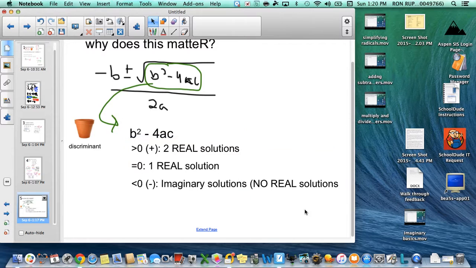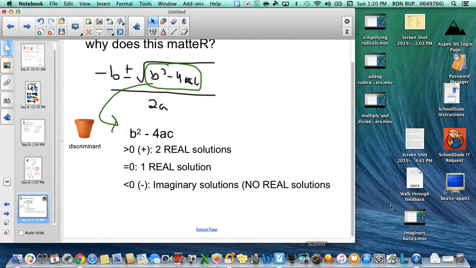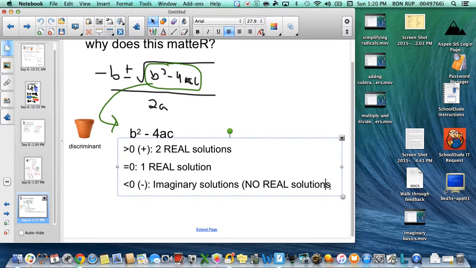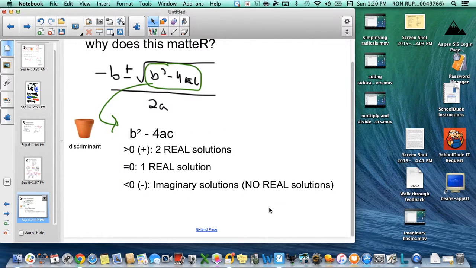No real solutions. So that you need to memorize. If you plug in a, b, and c into this formula called the discriminant and you get a positive number, when you solve, you're going to have 2 real solutions. If it equals 0, you're going to have 1 real solution. And if it's negative, you're going to have imaginary solutions, meaning there are no real solutions to the problem.